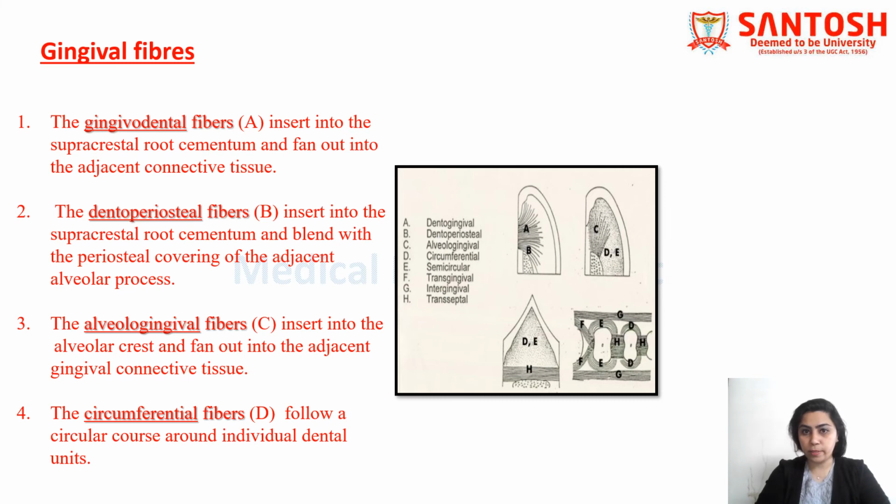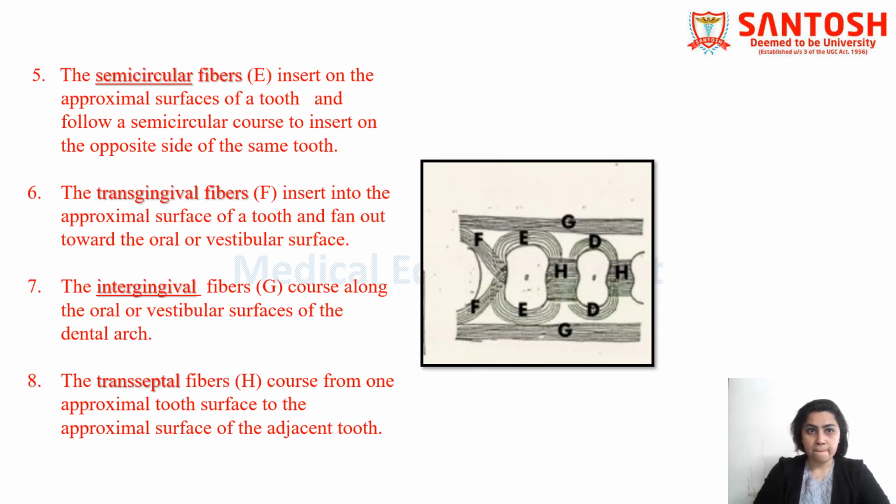You can see the fibers in the pictures. The semicircular fibers insert on the proximal surface of a tooth and follow a semicircular course to insert on the opposite side of the same tooth. Whereas the transgingival fibers insert into the proximal surface of a tooth and fan out towards the oral or vestibular surface. The interdental gingival fibers course along the oral or vestibular surface of the dental arch. The transseptal fibers course from one proximal surface to the proximal surface of the adjacent tooth.